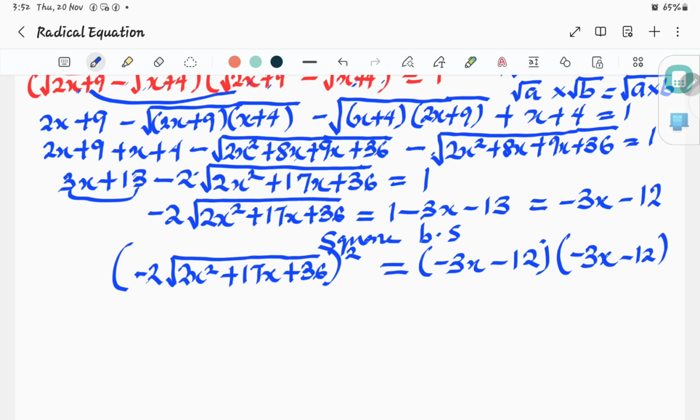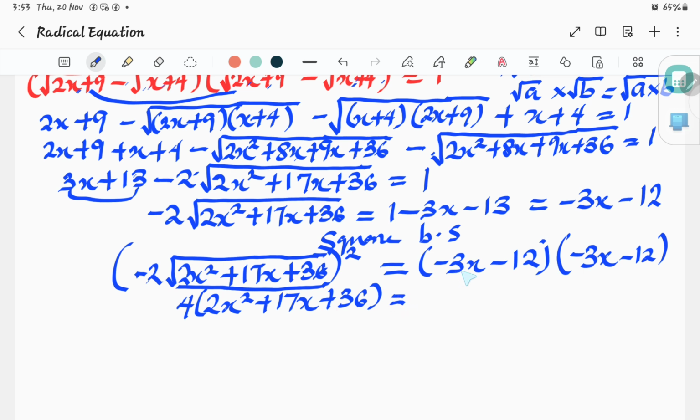Now, from what we have here, if you remember some of the laws of surds, if I have negative 2 root 5 and I square it, it means negative 2 should be squared and root 5 should be squared as well. So if I do that for this question, negative 2 squared is going to give me 4 into bracket. If I square this expression here, because it's carrying a square root, the square is going to cancel the square root. So I'm left with 2x squared plus 17x plus 36, close the brackets.